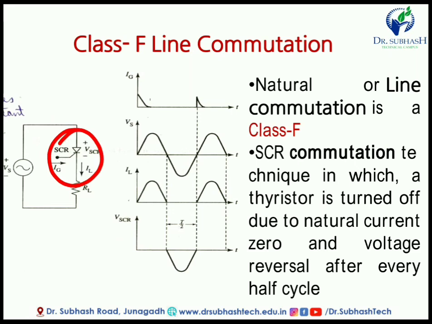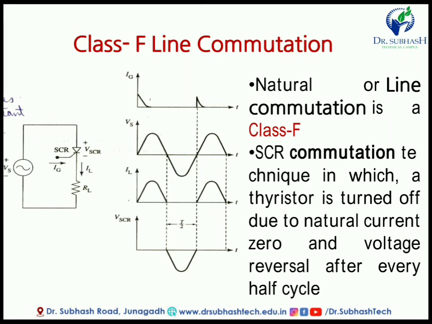This is simply line commutation, or we can say natural commutation, because here the SCR turns off naturally. We do not require any extra circuit or any force from an external supply. So natural or line commutation is class F. It is an SCR commutation technique in which a thyristor is turned off due to natural current zero and voltage reversal after every half cycle.